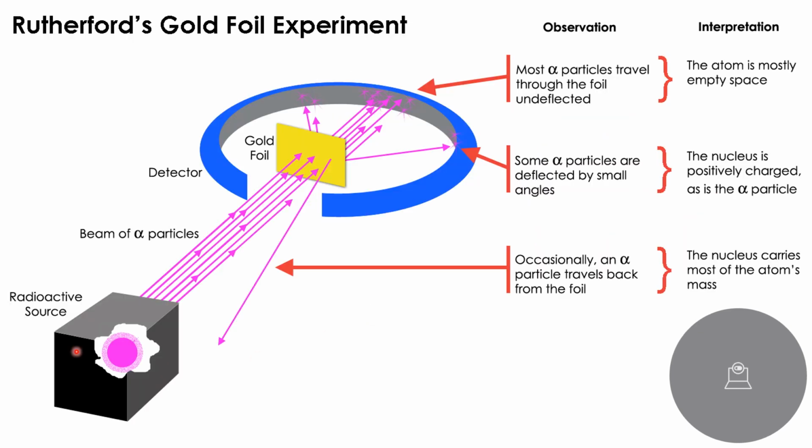Look at this diagram. There's a radioactive source. Alpha particles are coming and most of the alpha particles pass through the gold foil. Some of the alpha particles are deflected by small angles and a few of them bounce back. They came back the same way.